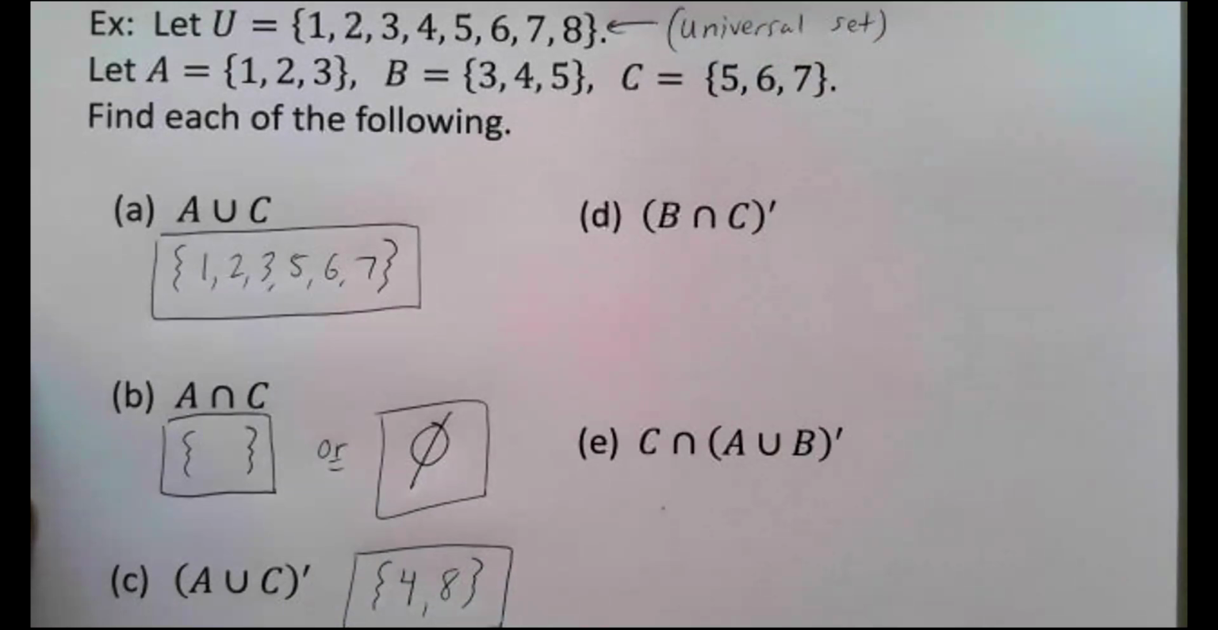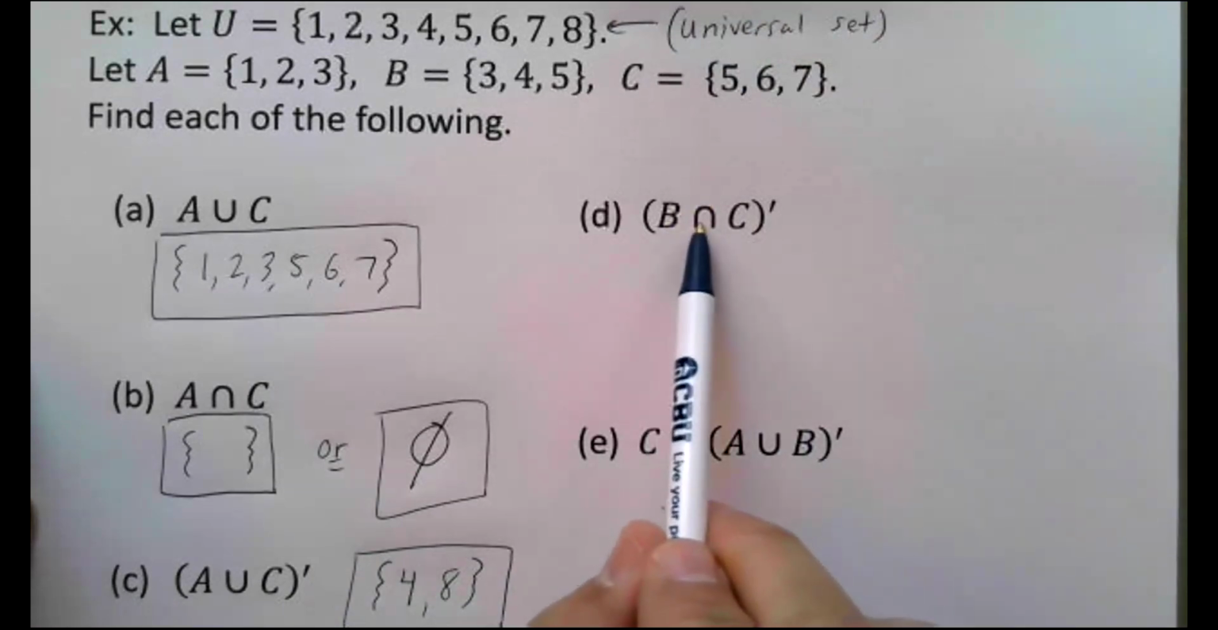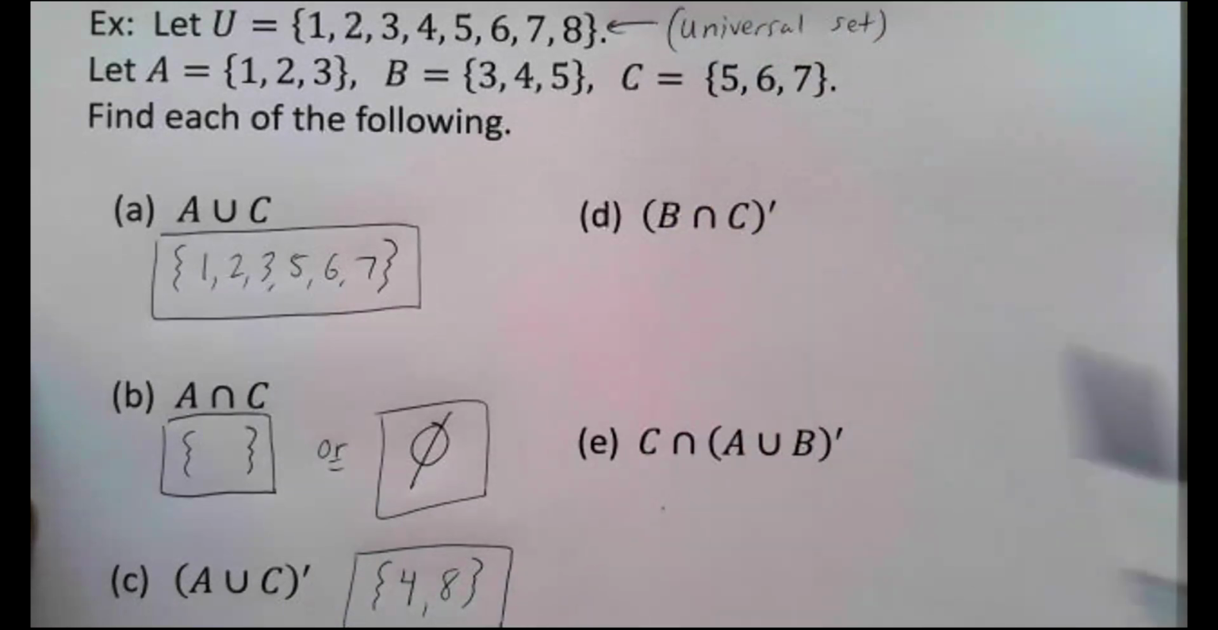Let's look at part D. This one says B intersects C and then the complement of that whole thing. The complement of B intersects C. I think it's a good idea to figure out what B intersects C looks like first.